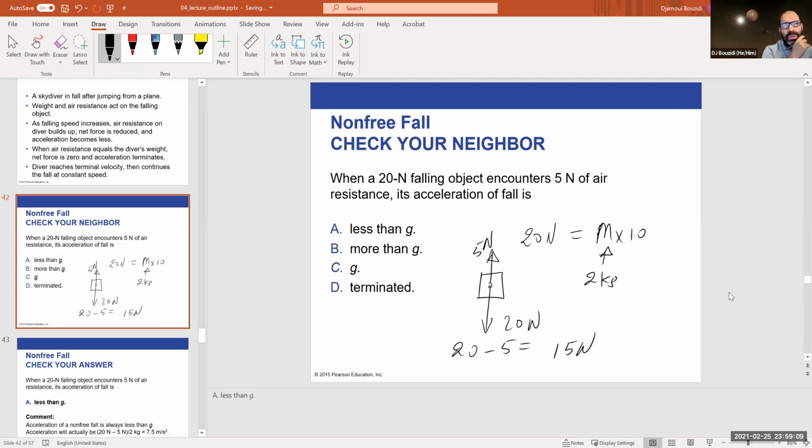This is the kind of algebra you should be able to do. Did you say something, Marvin? Oh, no, I was just agreeing that it is 15. Okay. So it's 15 Newton.